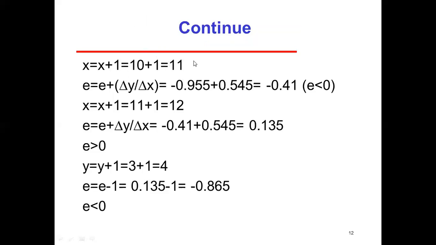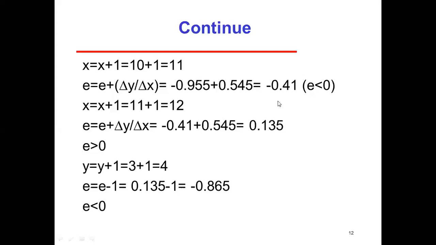And if the value of E is negative, then the error term will be E is equal to E plus delta y over delta x. Again we calculate the new value of E: we put the preceding value, minus 0.955, plus delta y over delta x. This is the fixed one at the starting, which we have already calculated. We replace the same value here and we get minus 0.41, and this is less than 0. Because this is a negative sign, we can say that E is less than 0.